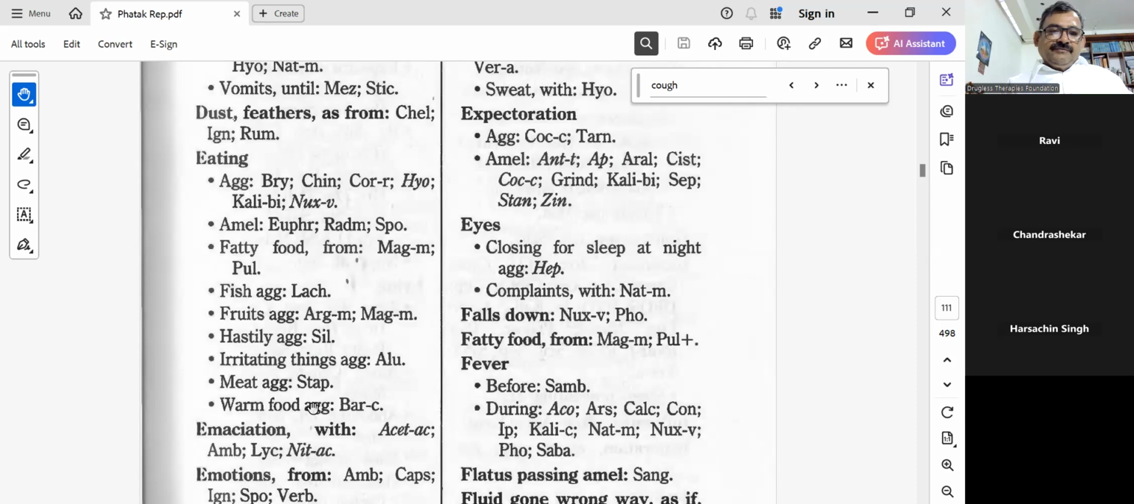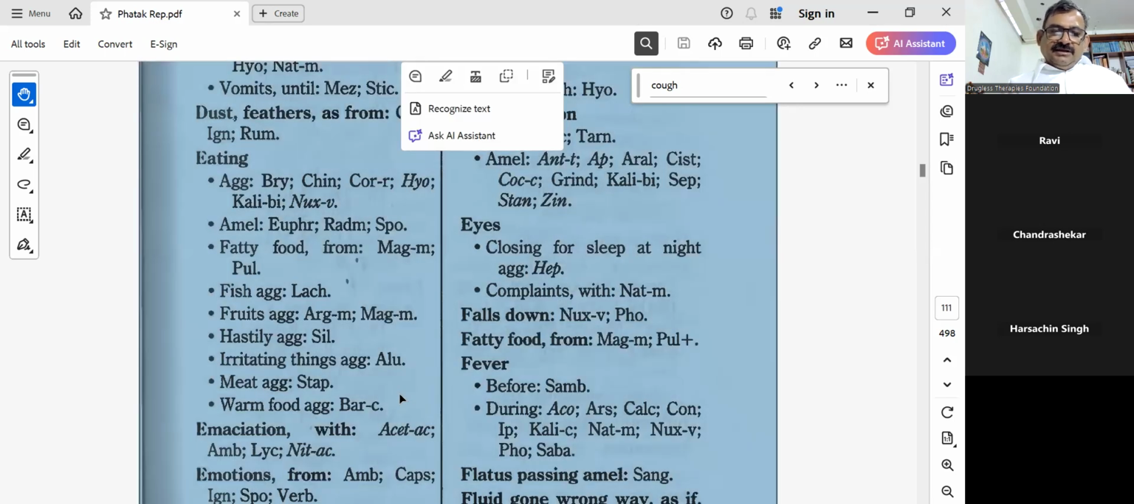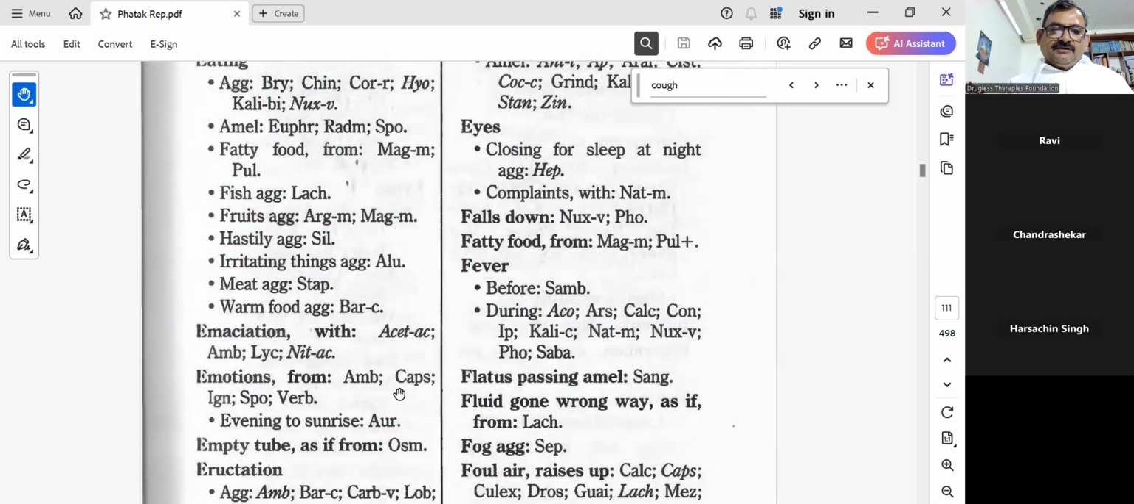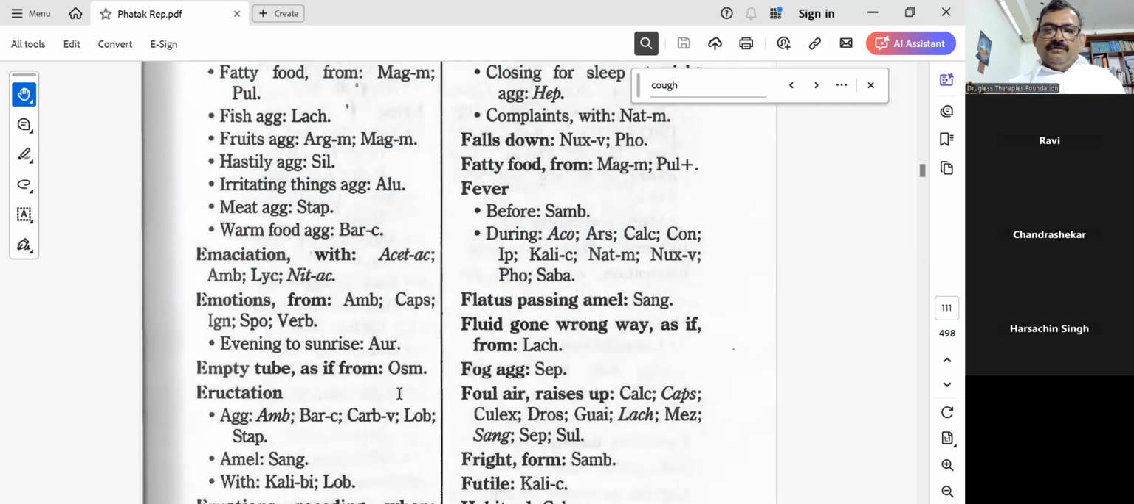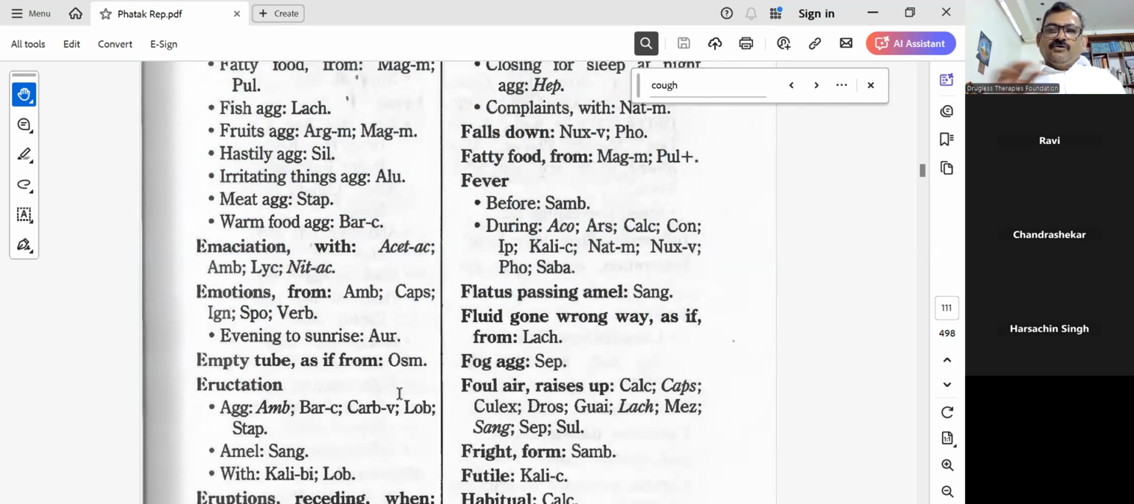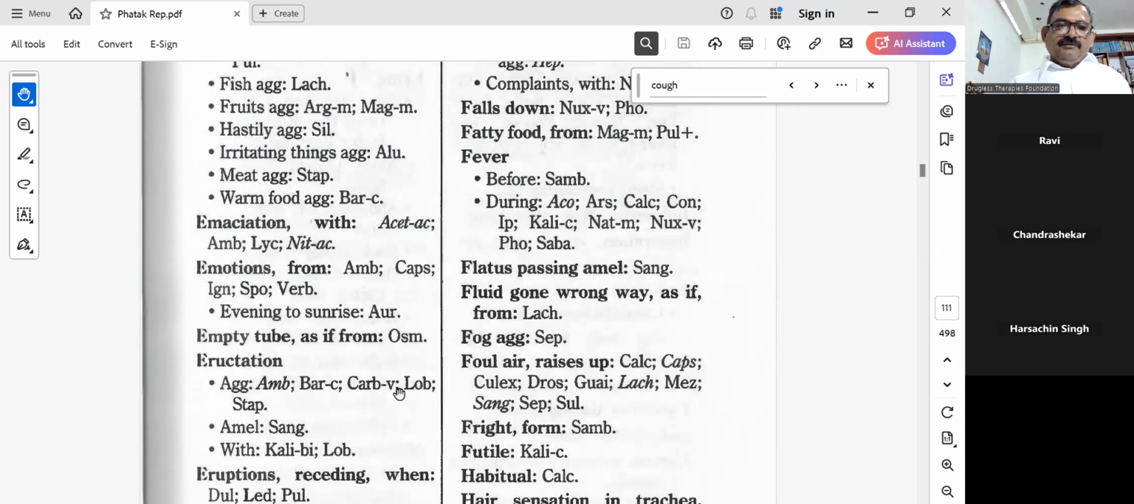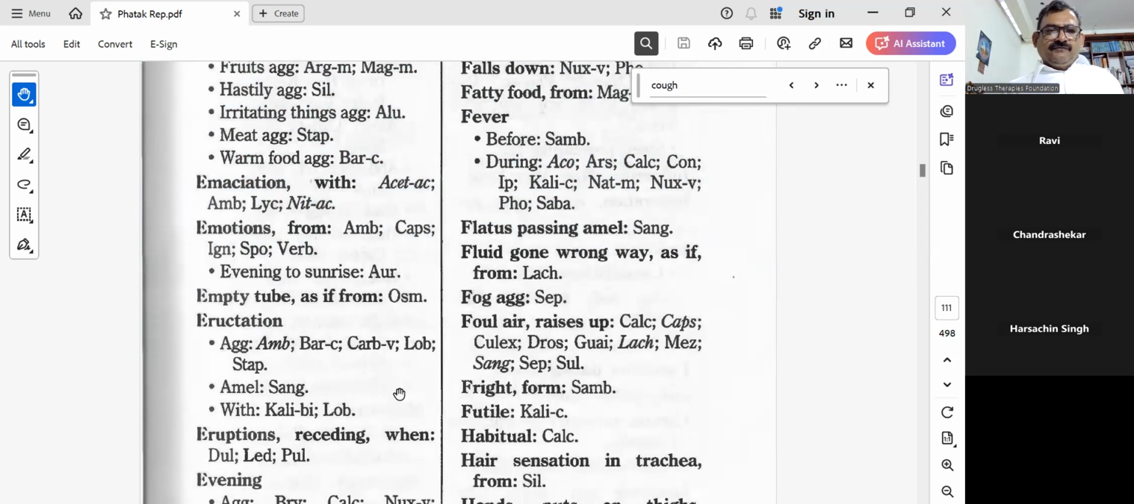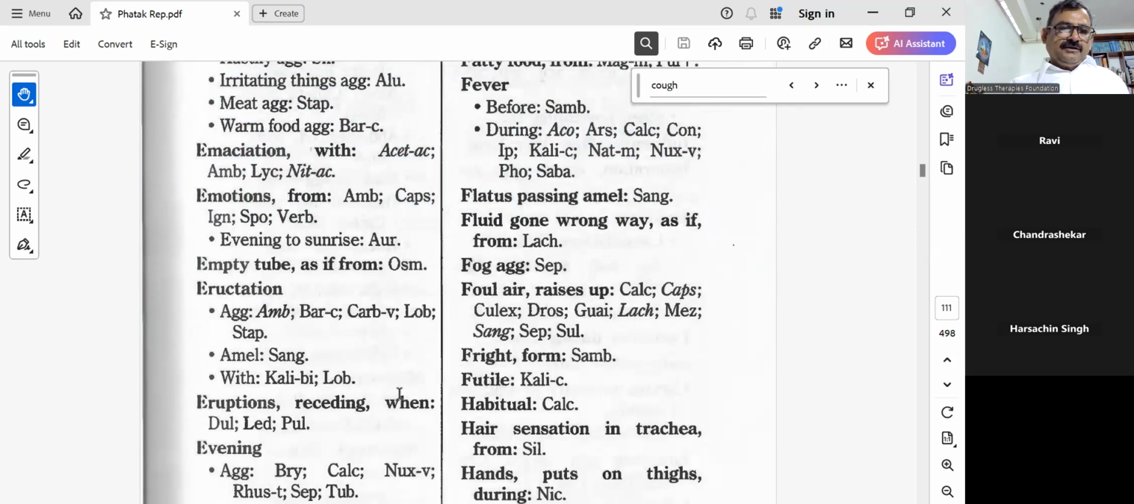That time alumina, meat aggravation, warm food aggravation. They say, I get aggravated, I get worse when I take hot food. They make it cold. So one by one you ask when you get worse, when you get relieved. When you ask them, they will tell you everything. Okay. Then eructation, empty tube.